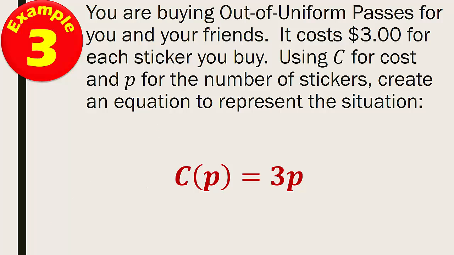It doesn't matter now. Buying out of uniform passes for you and your friends, it costs $3 for each sticker. So again, see how that's 3 each. So that's the same as like 3 per. So anytime you see that, you know that has a variable. It tells you to use C for cost and P for the number of stickers. Now these aren't the same, so we're going to know that the cost is influenced by the number of stickers.